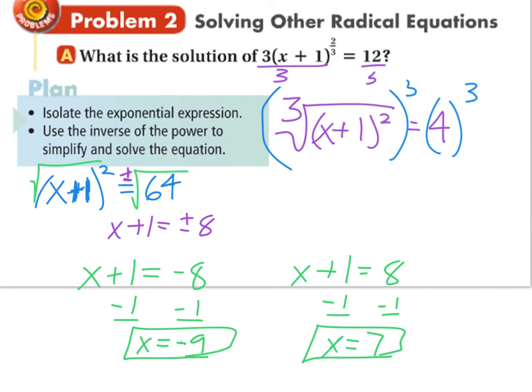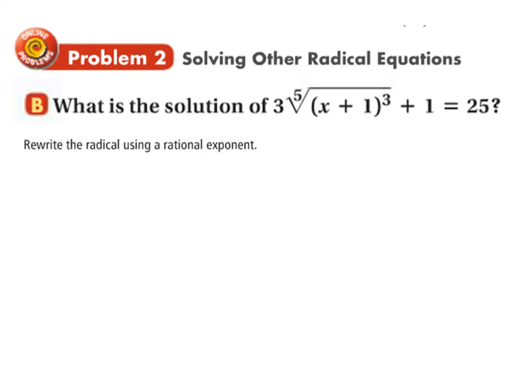Again, extraneous solutions are not possible, but it doesn't hurt to double check by plugging those back in and making sure that they do work. All right, this next one is the same sort of deal. They did have it in radical form for us already. Again, we aren't going to bother writing it as a rational exponent.